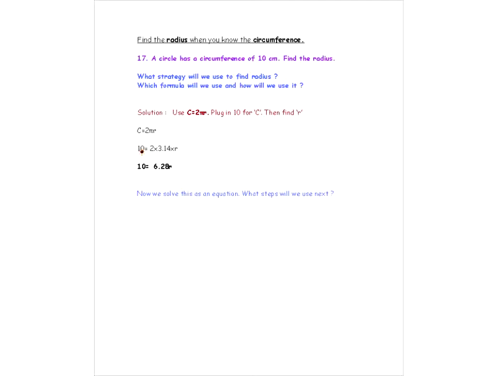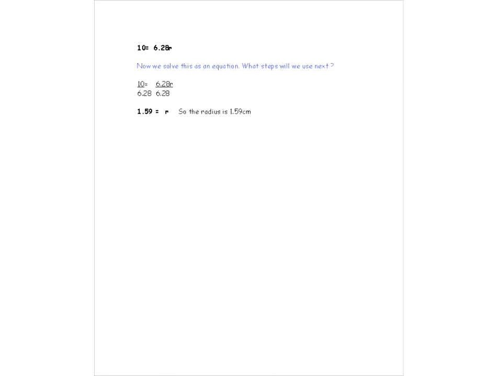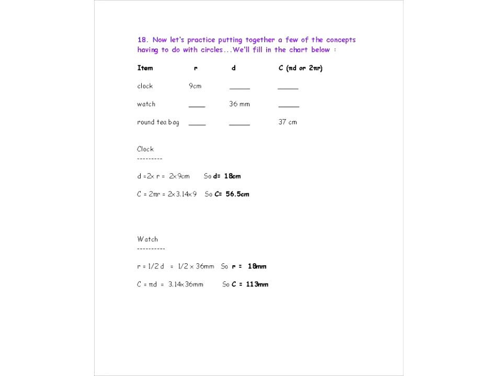So instead of c equals 2 pi r, we're going to have 10 equals 2 times 3.14 times r. So 10 equals 6.28 r. And now we can solve for r. We're going to have to divide both sides by 6.28, right? And here you can see that. We do that, we end up with r on the right. We do the math here, and we end up with 1.59. That's the radius.